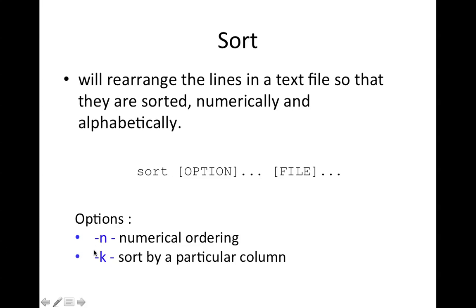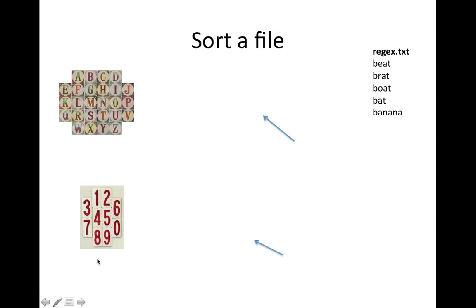Also, you can sort by a particular column. Given a file composed of many columns, you can sort by a particular column. Then you need to say the column number and use the -k option. Okay, so let's see some examples. If you want to sort a text file, this is how we do it.